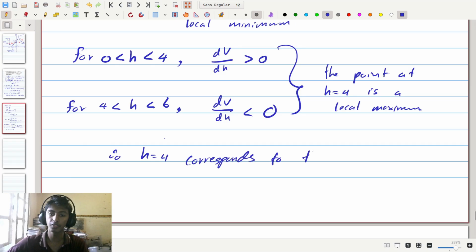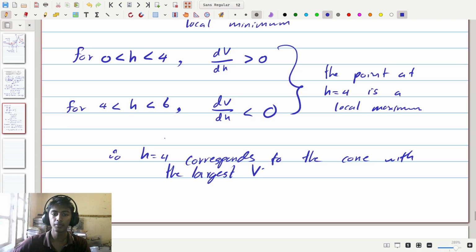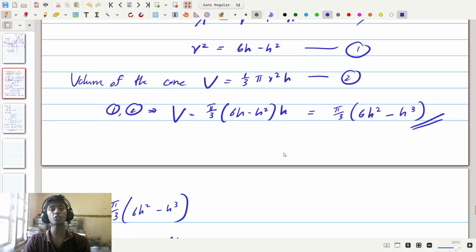to the cone with the largest volume. Or we could say the largest cone. Instead of saying the cone with the largest volume, we could say the largest cone as well. So there we go. h equals 4 does in fact correspond to the cone with the largest volume. So that's going to be all for this question.